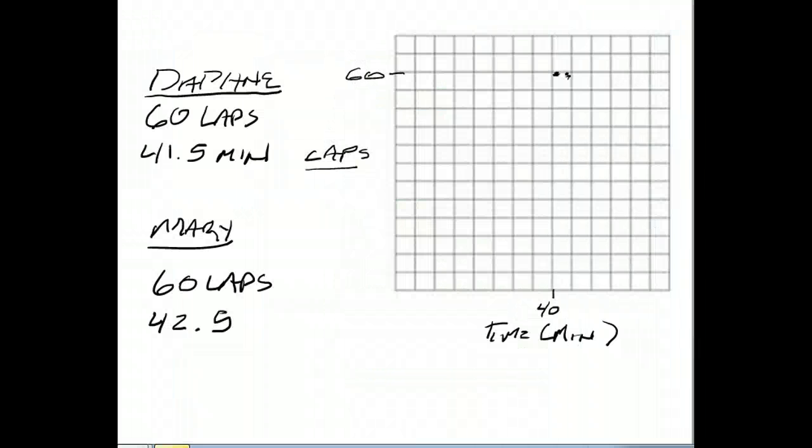So now I have that data, and I've tried to replicate that data on the graph in front of you. It's hard because the times are so close to each other, but I put a point up here to represent 41.5 minutes, and almost right next to it 42.5 minutes. So Daphne's graph would end up looking something like this.